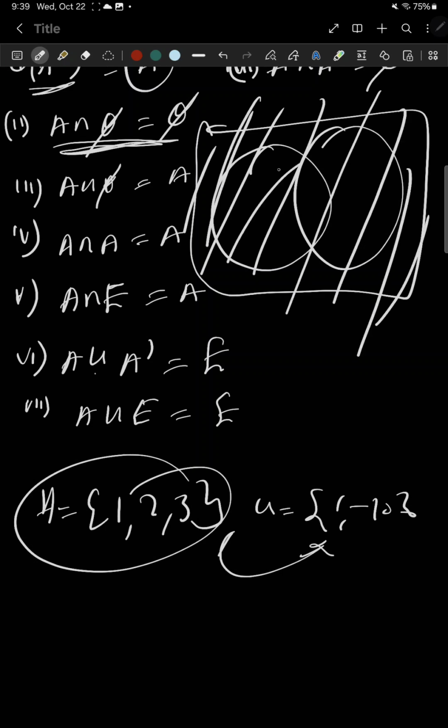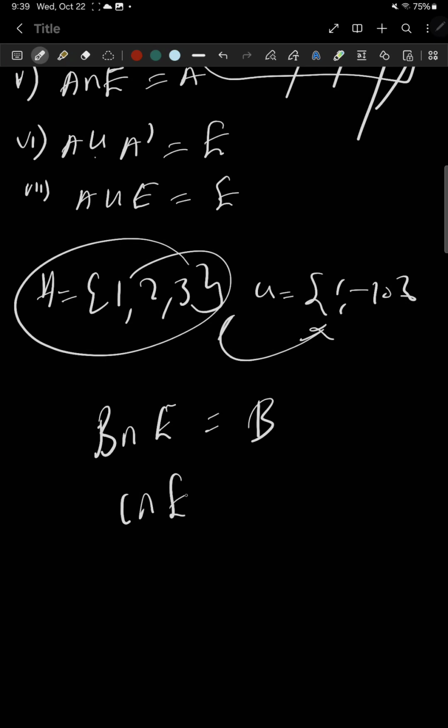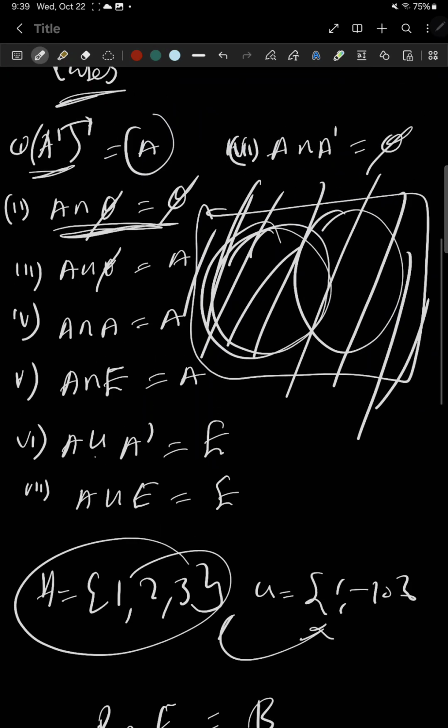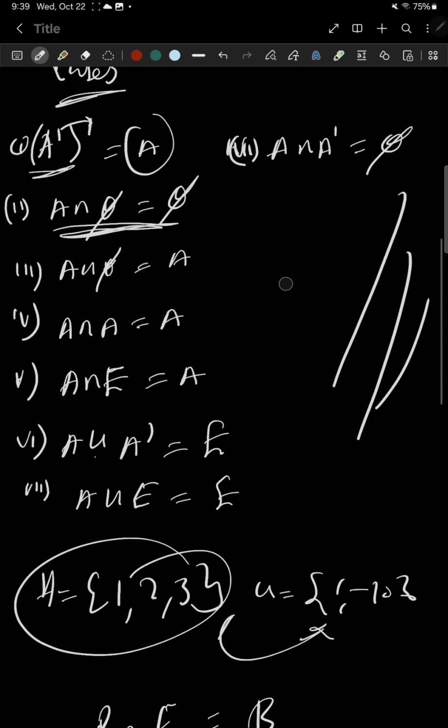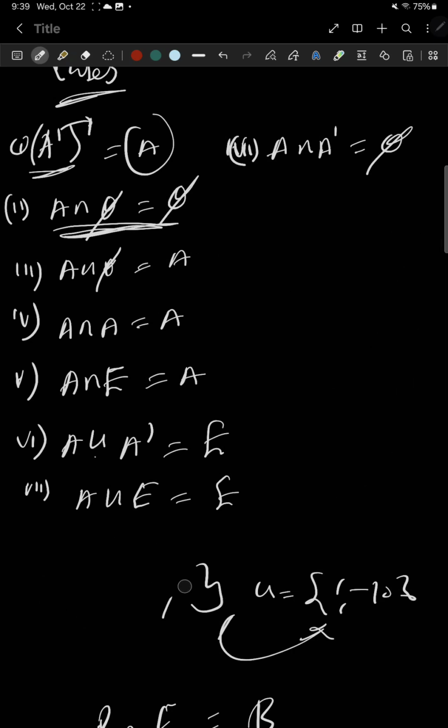Now, what is set A? Set A is here. I'm sure you get what I'm saying. So if you intersect any set with a universal, the answer is the same set. So B intersection universal, the answer is B. C intersection universal, the answer is C. All right. So let's go to A union A complement. What is A union A complement?